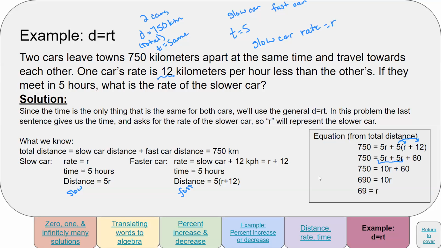Sometimes I will be asked for both of them. So if the slow car is 69 kilometers per hour, the fast car is going to be 81 kilometers per hour. Yeah, 69 plus 12. Yeah. So that is how we are going to solve that.